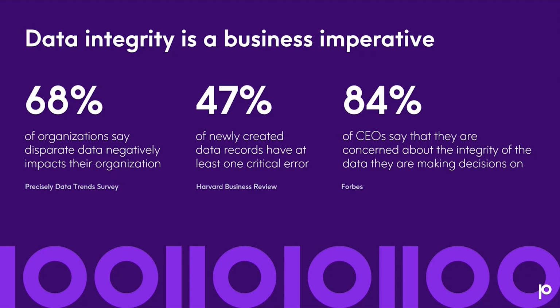Here you see a few statistics from Forbes, the Harvard Business Review, and Precisely's own data trend survey. Looking at these, when 2/3 of organizations say siloed data negatively impacts their data initiatives, and almost half of newly created data records have at least one critical data error, it's no wonder that 84% of CEOs doubt the integrity of the data on which they make decisions. Let's learn how data observability can help.